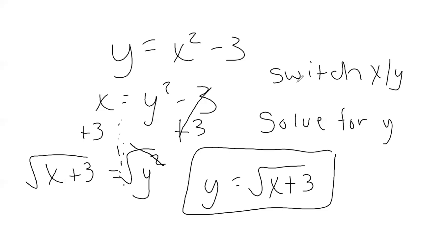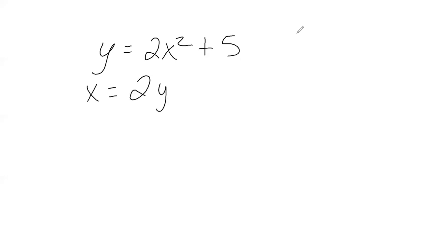Okay, so let's try the second one that we had on the do now. It said y equals 2x squared plus 5. Find the inverse. So the first thing, remember our first step was to switch the x and the y, because that's what the inverse is, the opposite. So we'll switch it around and put x equals 2y squared plus 5.